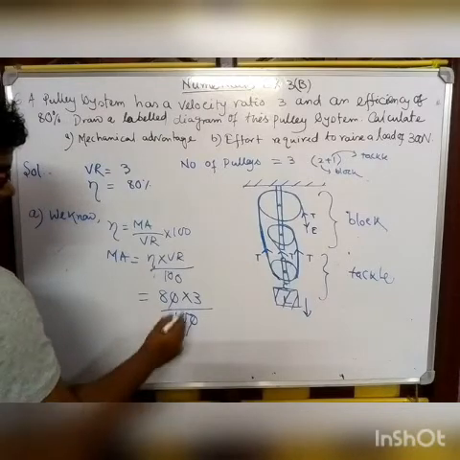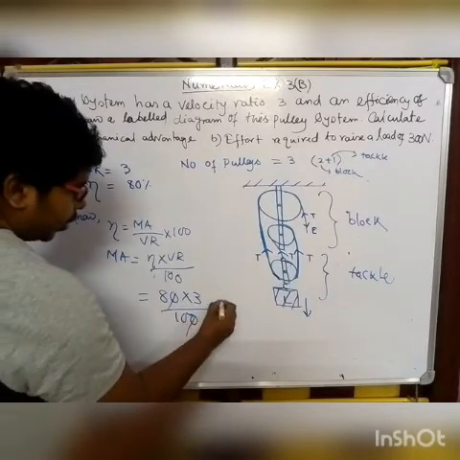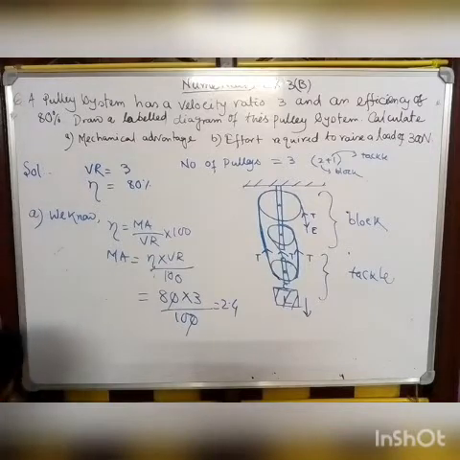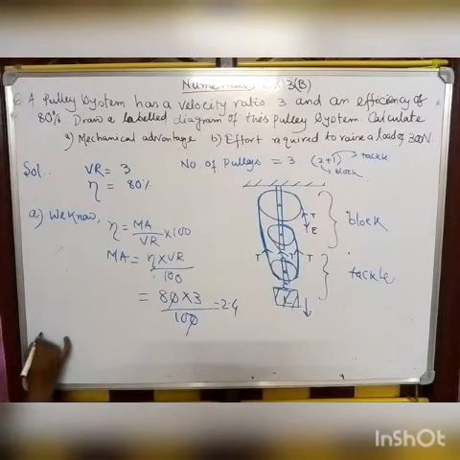Okay, so 8 3s are 24, 24 by 10, it is 2.4. Okay, so mechanical advantage is 2.4. Now the next question is the effort required to raise a load of 300 Newton. How much effort is required?